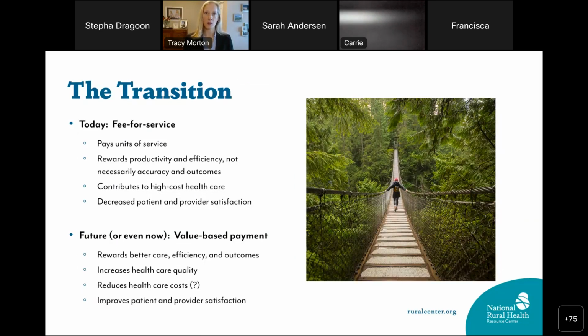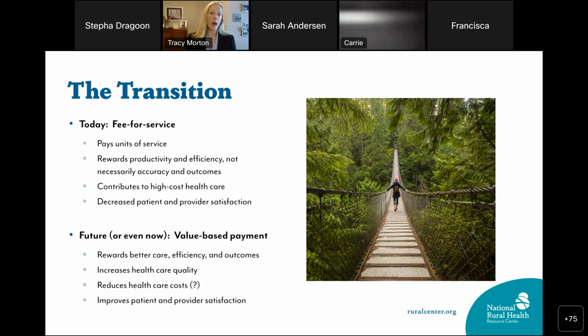So today, at the top of the screen there, we're in this fee-for-service mechanism. We're paid for cost of units, paid for the production line type of approach and efficiency. We're not necessarily rewarded, unfortunately, for accuracy and outcomes. And this is, in fact, contributing to high costs of healthcare. And in many instances, I think it's also contributing to decreased patient satisfaction and likely provider satisfaction too, in this production environment, and not being able to spend the time or attention with patients as needed or desired.